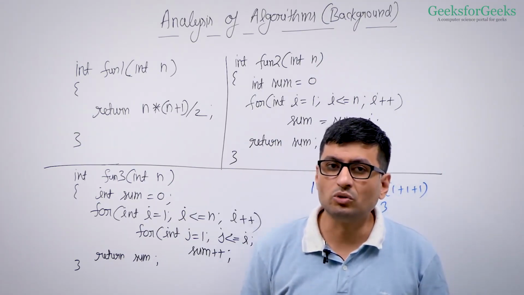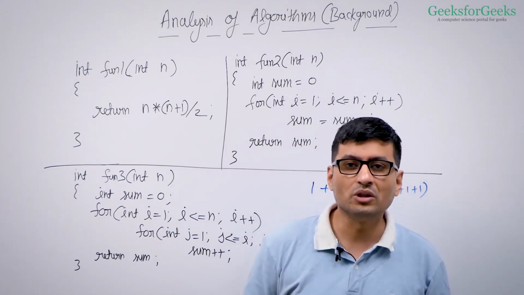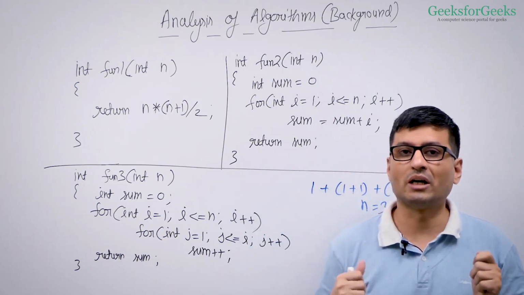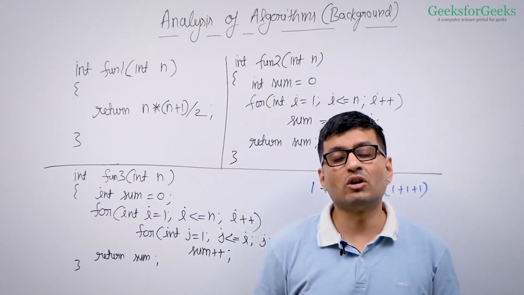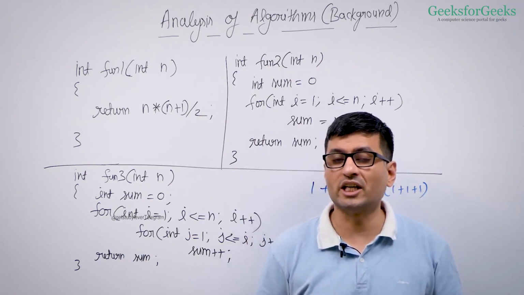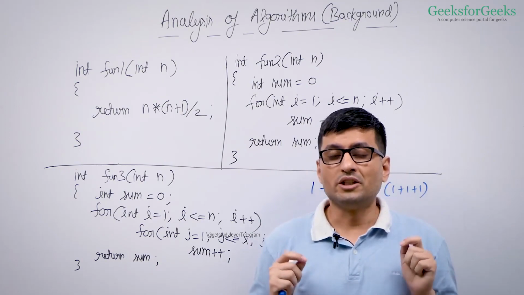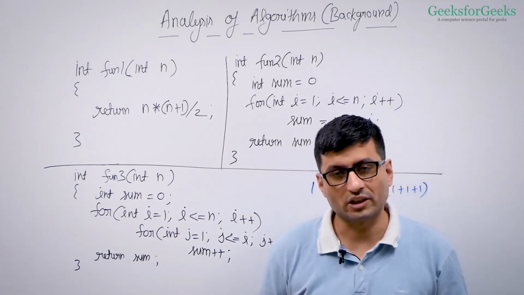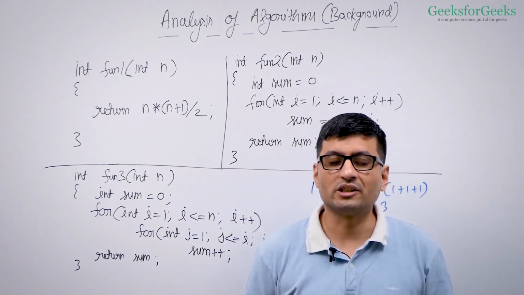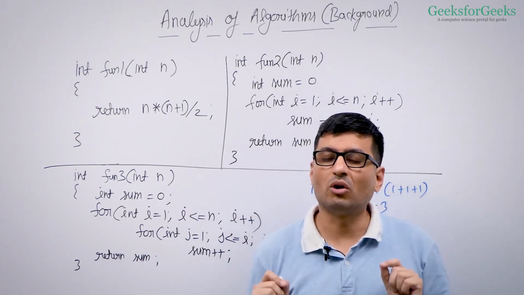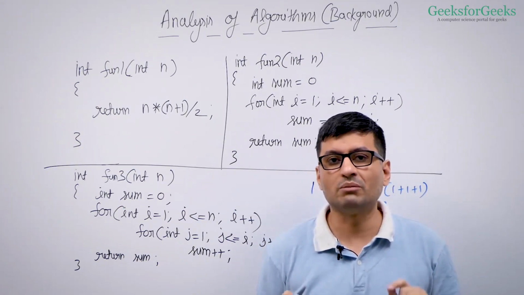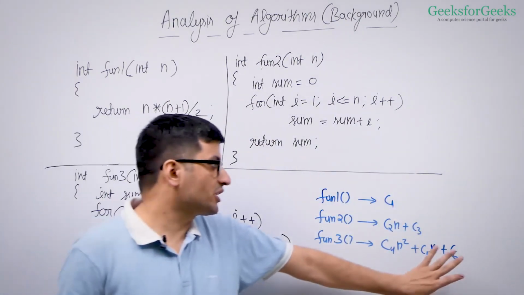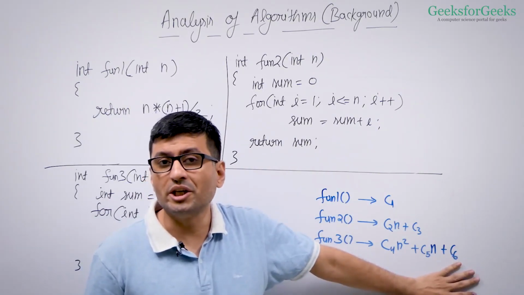So what mathematical tools do you use, what theoretical analysis do you do, so that you do not have to depend upon the machine, you do not have to depend upon the programming language? Not only this, you do not have to implement these 3 ideas and then decide which one is taking less time. The analysis which handles all these issues is called asymptotic analysis. And what we do in asymptotic analysis is measure the order of growth of a program or algorithm in terms of input size.